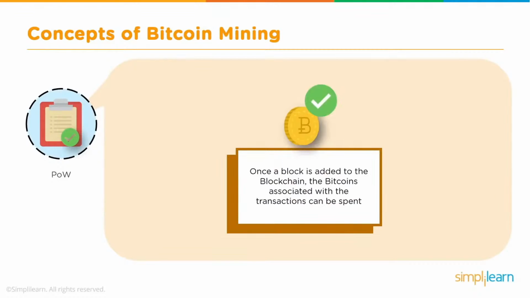Now, once a block is added to the blockchain, the bitcoins associated with the transactions can be spent. So once the block is validated, the transfers of bitcoins associated with the transactions aggregated in the block are made from one account to another.